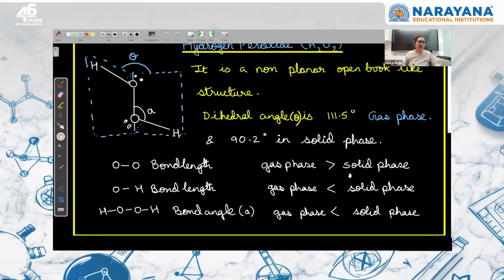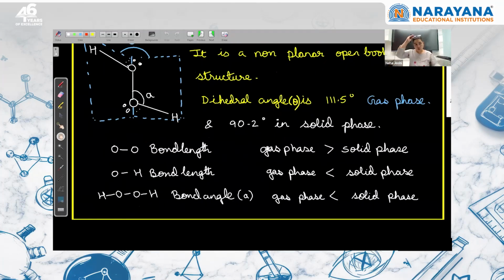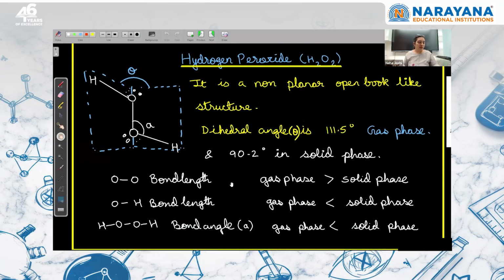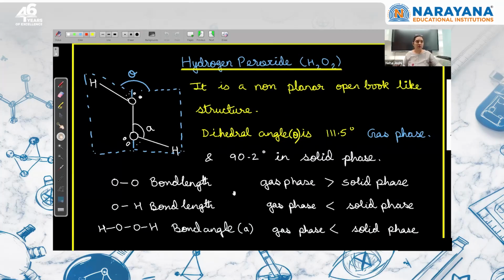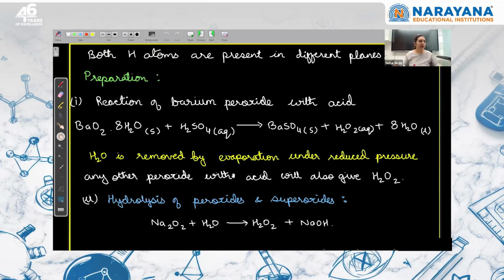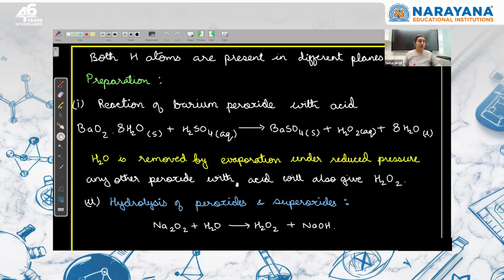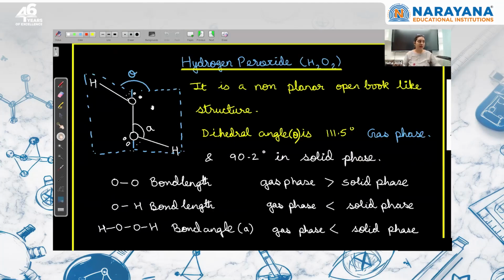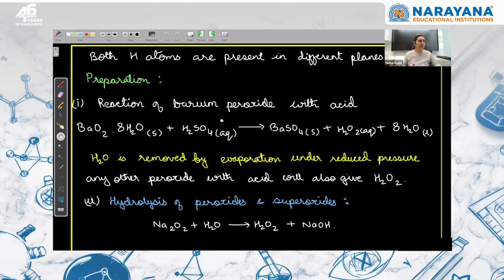I have made this comparative thing also: where the OO bond length is greater, in which phase the OH bond length is greater, and the bond angle. This particular page will be very important for you as a short note when you are at the last moment revision. Okay, so please go through it. Moving to next. Yes, you should remember that both the hydrogens are present in different planes. I hope that is clear by now.